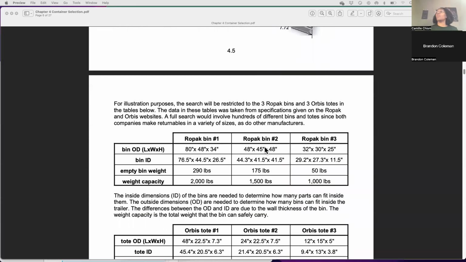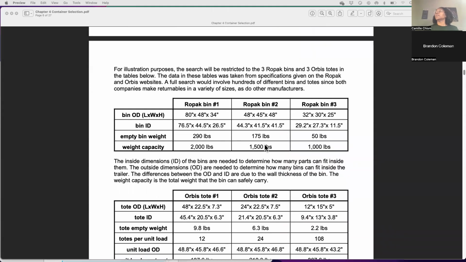Okay, so once you know all that, let's say they did their wonderful flow chart and they figured out that they're going to need a roll pack bin. And they've got some Orbis totes, which are very similar in size, that they're looking at. So you've got here the big one.